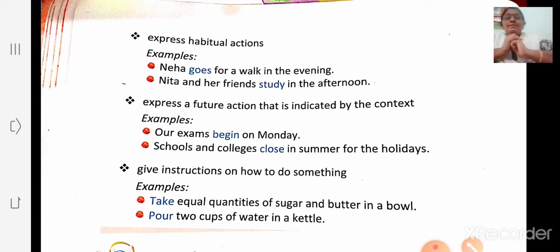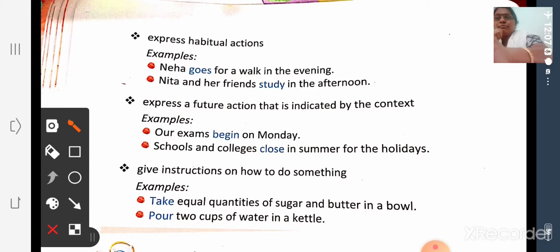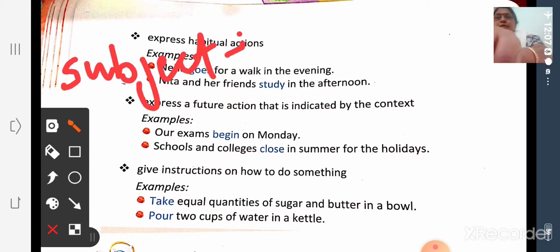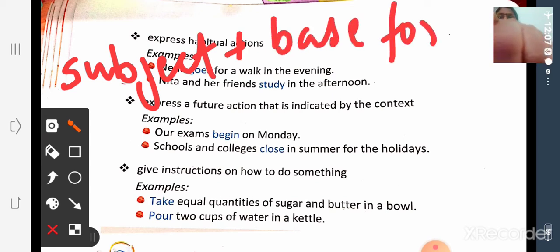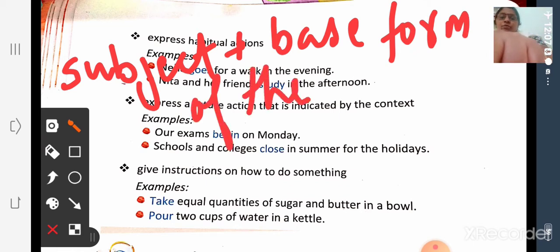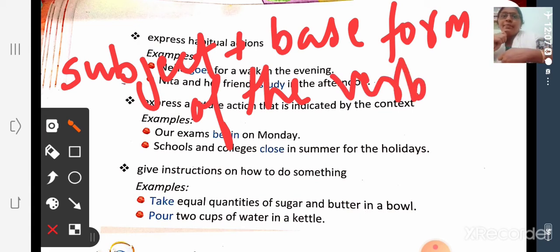Now let's study how to form simple present tense. There is a particular form for each tense. So how can we form simple present tense? Subject plus base form of the verb. Base form, B-A-S-E, base form of the verb. Subject plus base form of the verb.